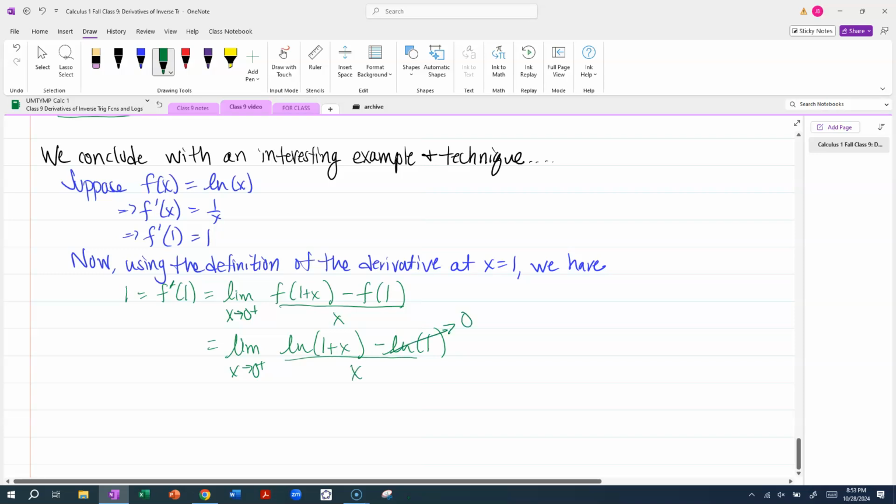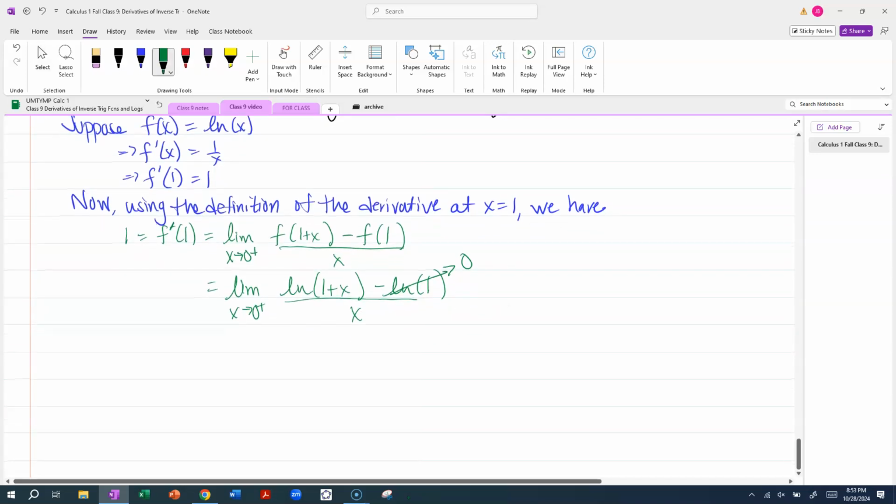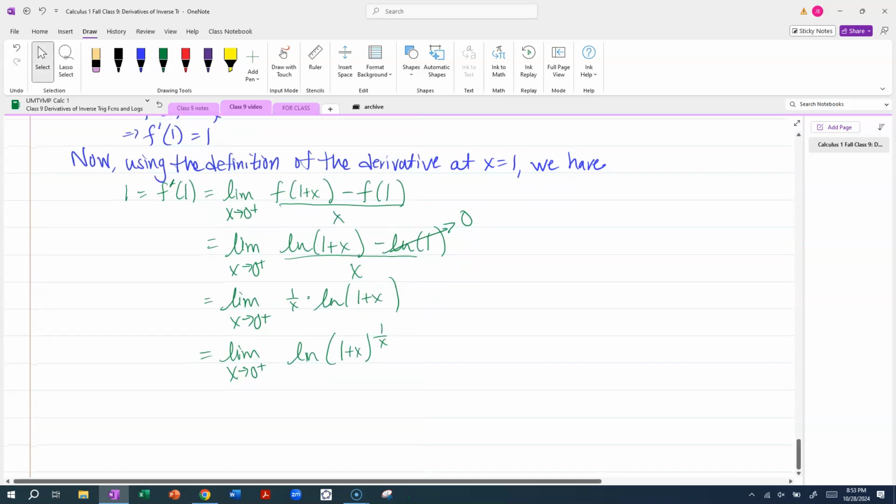But then this goes to 0, right? Natural log of 1 is 0. So really this is the limit as x goes to 0 from the right of 1 over x times natural log of 1 plus x. Why is this helpful? Well, by log laws, I can say that this is the limit as x goes to 0 on the right-hand side of natural log of 1 plus x to the power of 1 over x. And this is all still 1 along the way here.